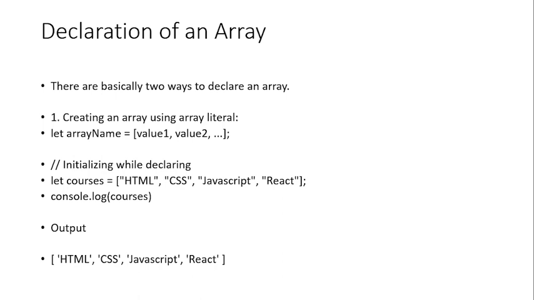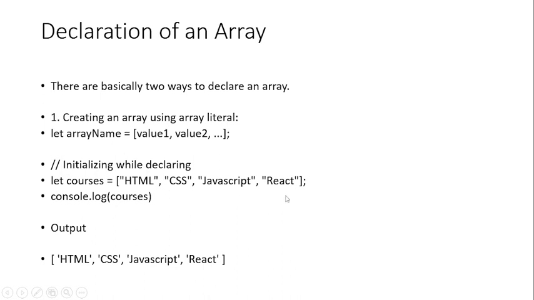So what is the name of the array? Array name is the name of the array. How are we going to initialize an array? You can see here the name of the array is courses. I have included 4 different elements, 4 strings, 4 words inside an array. The words are HTML, CSS, JavaScript as well as React, right?